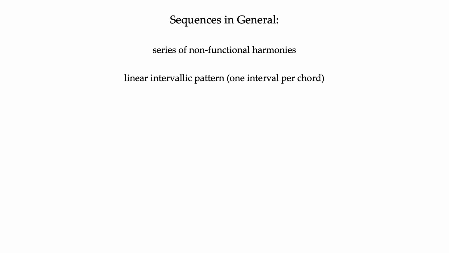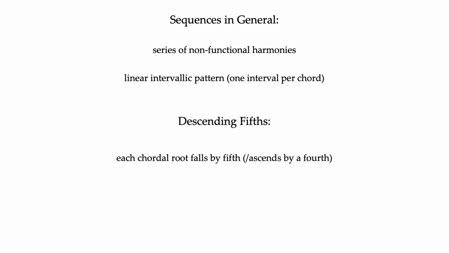So then recapping, sequences in general: a series of non-functional harmonies, that's what the parentheses are for, and within each one of these models and legs, we see an LIP. We're talking about an interval per chord, specifically descending fifths: each chordal root is falling by a fifth, or ascending by a fourth, but that's what we're looking at in terms of their harmonic motion. Each pattern between the model and each copy is then descending by a step.